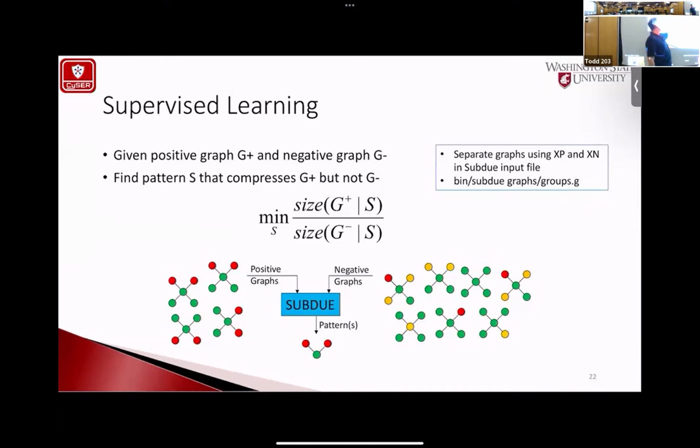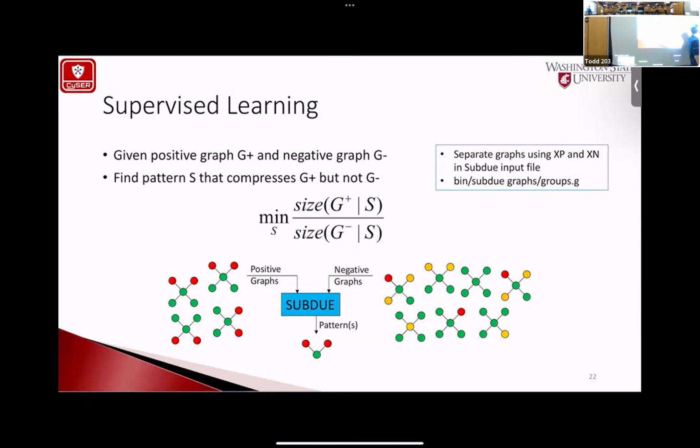And all we do is, remember this, we can put a description link here, but we basically say the substructure compresses the positive graph well, but it doesn't compress the negative graph very well, which would mean that this ratio would be low. And so if we find the substructure or the pattern that minimizes this ratio, then that pattern will tend to be ones that are in the positive graph, but not in the negative graph. So again, if you have some supervision that you can apply, then you can direct Subdue a little better.